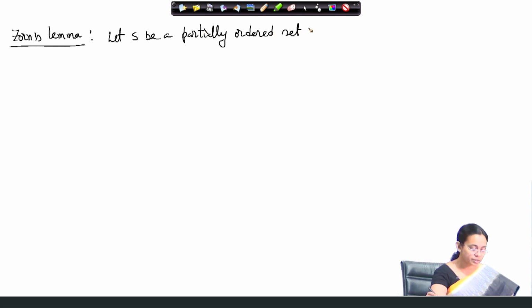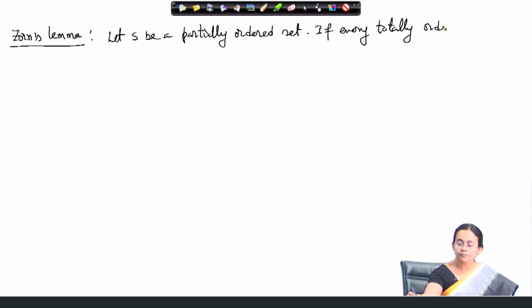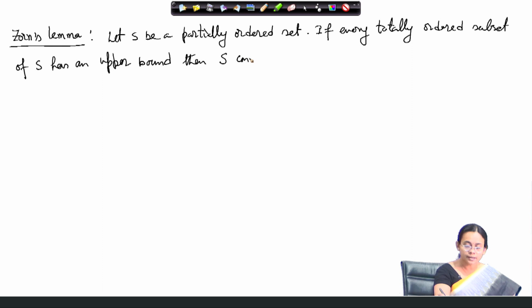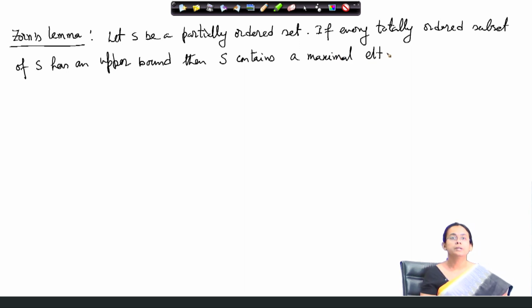If in that partially ordered set S every totally ordered subset has an upper bound, then S contains a maximal element. That means what it says? You start with S a partially ordered set, and if any totally ordered subset has an upper bound, then this set S has a maximal element.